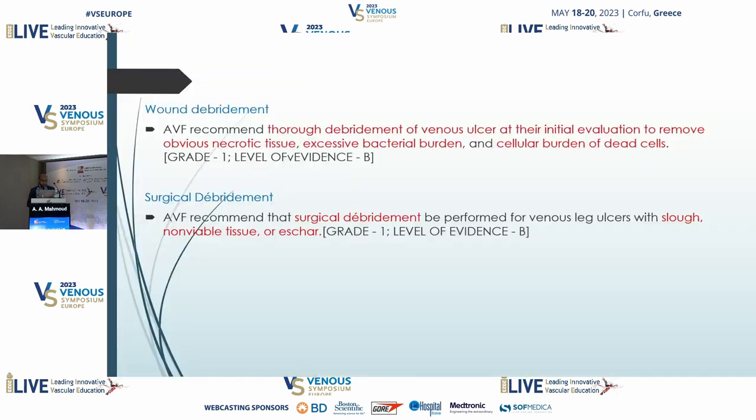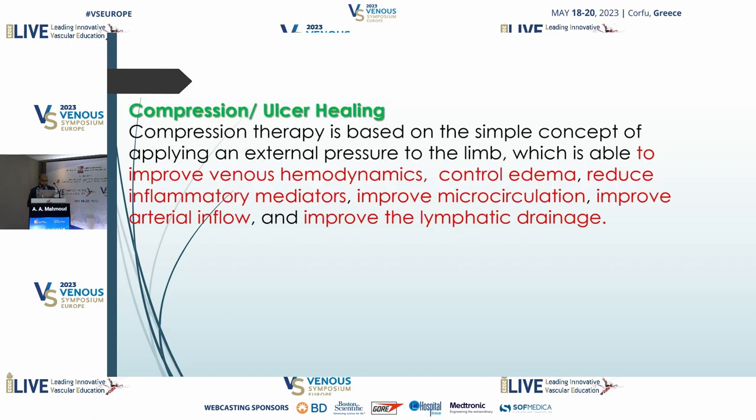Wound debridement: the American Venous Forum recommends thorough debridement of venous ulcer at the initial evaluation to remove obvious necrotic tissue, excess bacterial burden, and cellular burden of the dead cells. It aims to remove slough, non-viable tissue, or eschar.